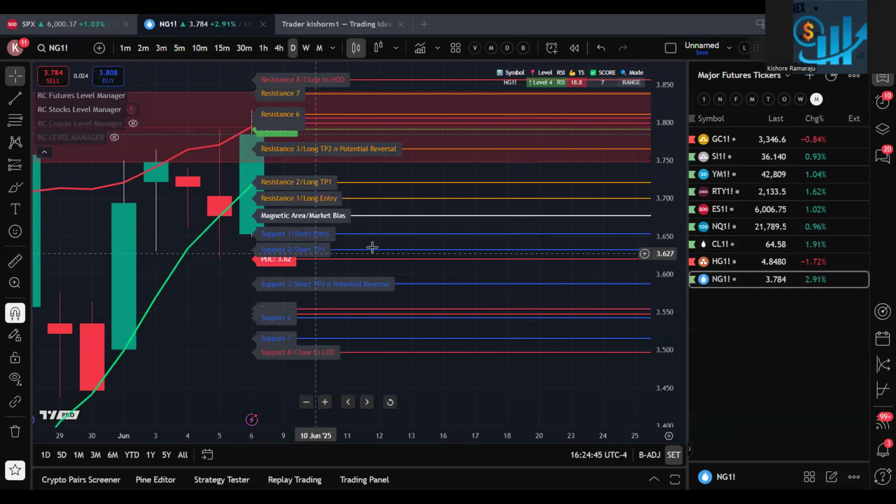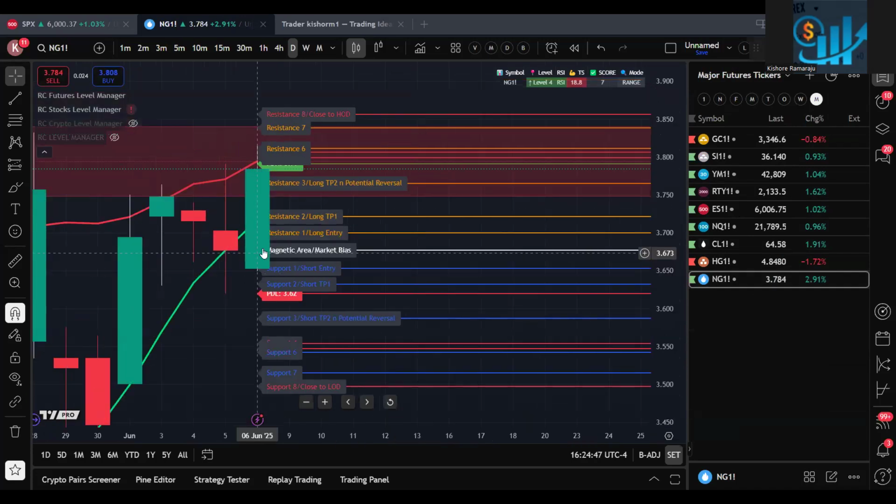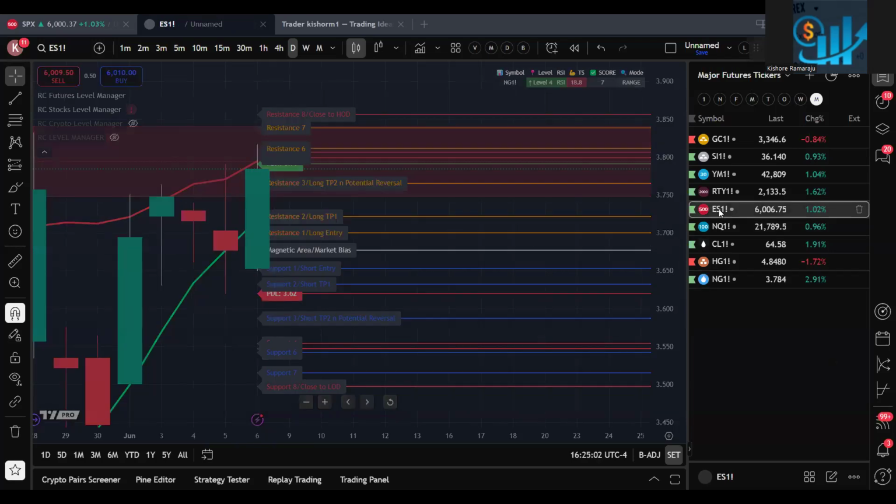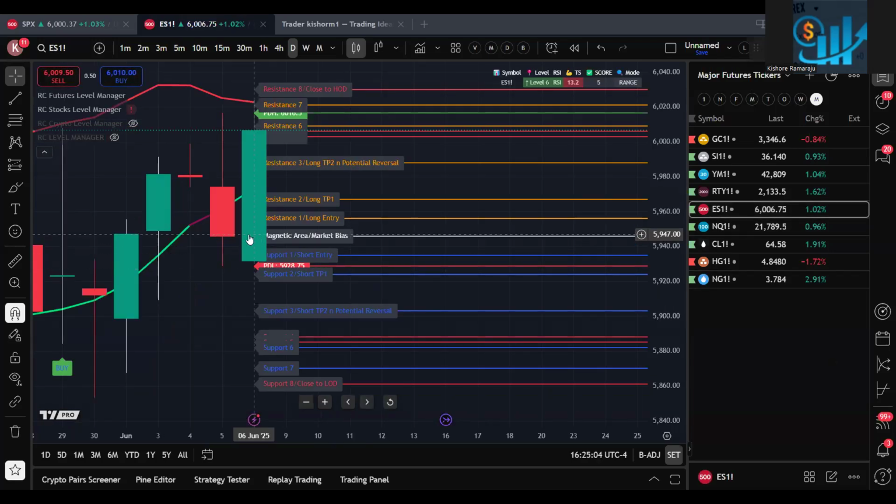Natural gas, right? For some part of the time they are below, for some part, maybe 70% of the time they are above, 25% of the time they are below. So that means you have a 75% chance of success if you take the buy signals. Yes, also the same thing. For nearly 25% of the day, they were below the magnetic area. Initially, they were bearish. Then they became bullish.